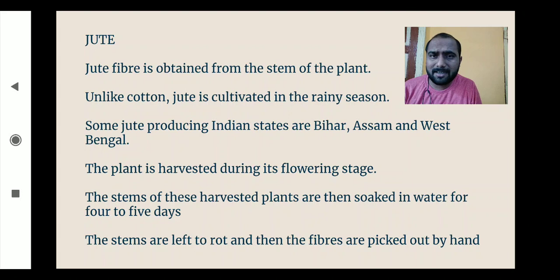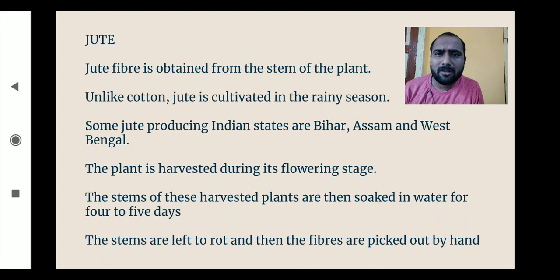Now let us see. Unlike cotton, the jute is cultivated in the rainy season, as I said. The jute plant is commonly taken in the rainy season because it requires a lot of rain. Basically this plant is grown in the states of Bihar, Assam and West Bengal. The plant is harvested within the flowering stage.